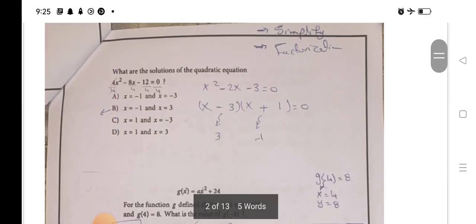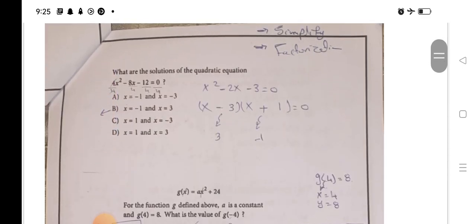What about this question? What are the solutions of the quadratic equation? He gives me here 4x squared minus 8x minus 12 equals 0. Look at the choices. I have to simplify and factorize. Okay, very easy. For x squared, the answer is x, x. So I have to get rid of, or cancel, the coefficient of x squared. Why? To make it easier for you.